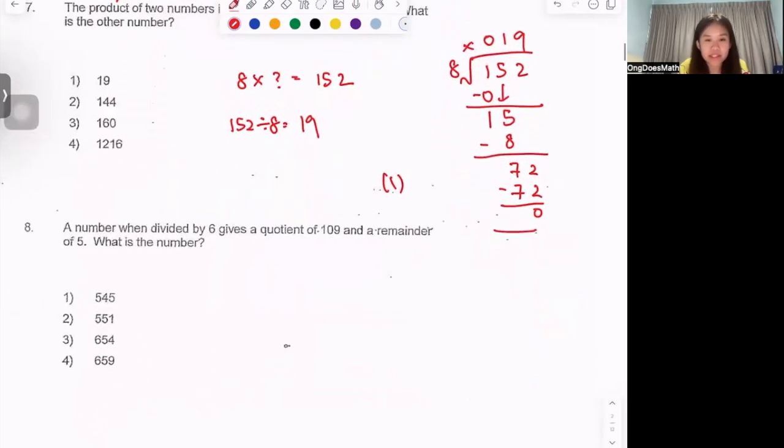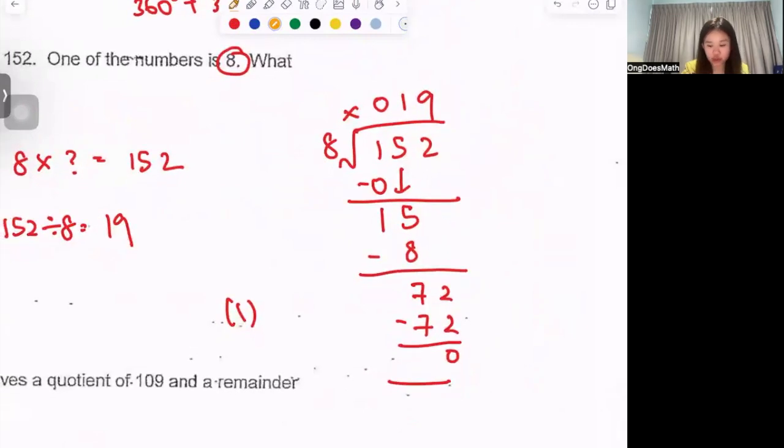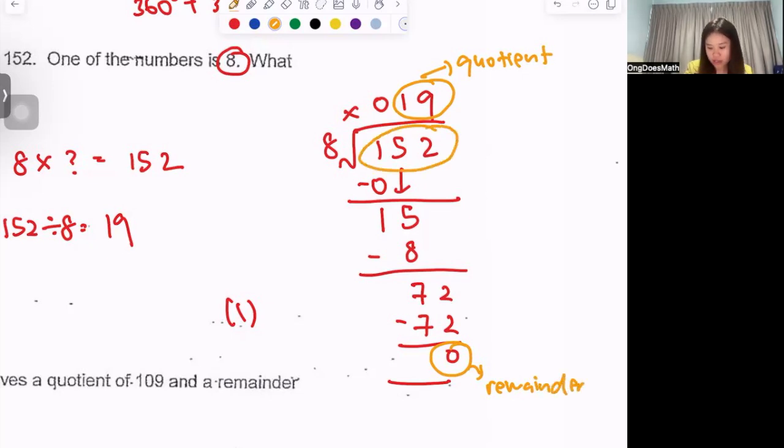A number when divided by 6 gives a quotient of 109 and a remainder of 5. What is the number? So before we dive deep into this question, you have to understand what quotient, what remainder, what divisor is. So if we just use the previous question's example, this 19 over here is actually your quotient. This 0 over here is your remainder. Good. This 152 over here is simply your number. And this 8 over here is your divisor.